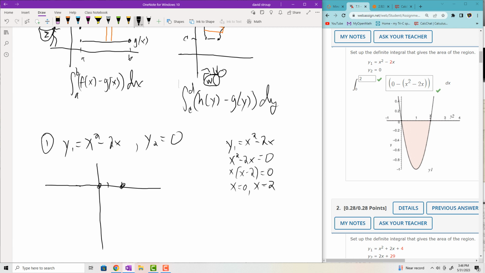And then to get the vertex, the x-coordinate of the vertex is negative b all over 2a. So it'd be negative, negative 2 all over 2 times 1, where a, b, and c come from the original quadratic. The form's always ax squared plus bx plus c. So this is going to be positive 2 over 2, which is just 1. And then to get the y-coordinate, you put it back into the original function for x, and you'll have 1 minus 2, which is negative 1. Okay, so there's our parabola.